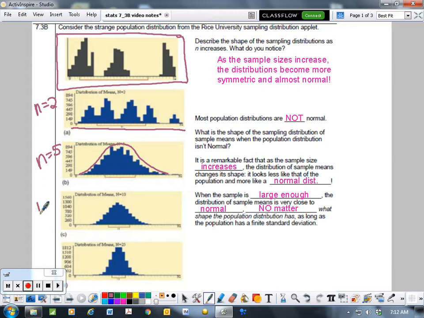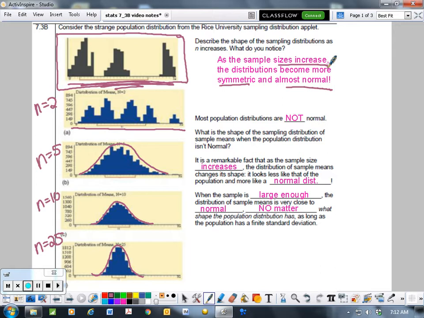And here we have a sample size of 10. Look how it pulls together more, closer and closer to normal. And then here we have a sample size of 25. Almost a true bell-shaped curve. As that sample size gets larger and larger, it doesn't matter how the original distribution looked. It comes closer and closer to normal. Again, more symmetric and more normal as that sample size increases.